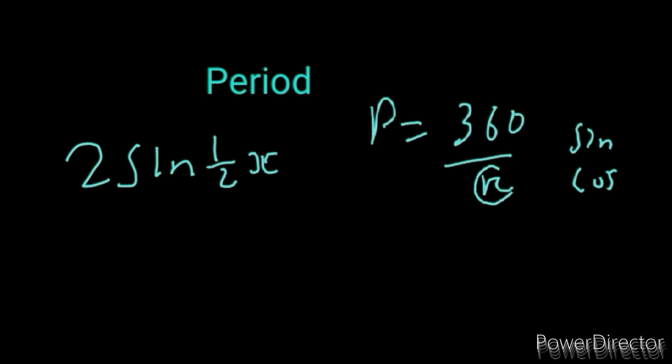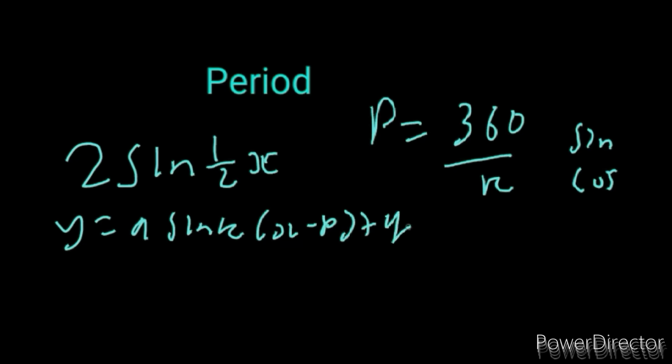So k is just this value. Remember, we memorized the fact that y is equal to a sine k(x minus p) plus q. So k is just this value. Some students call it b, some students call it k. I just prefer calling it k.